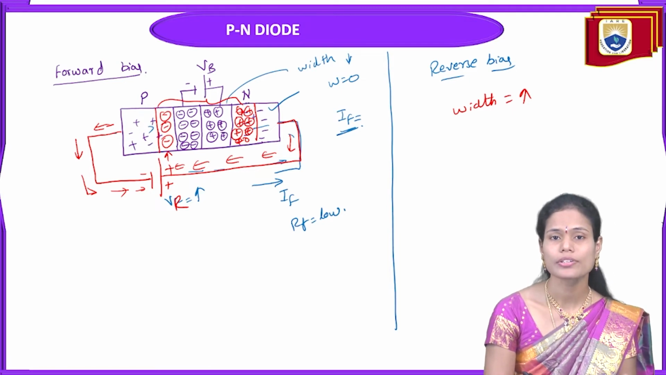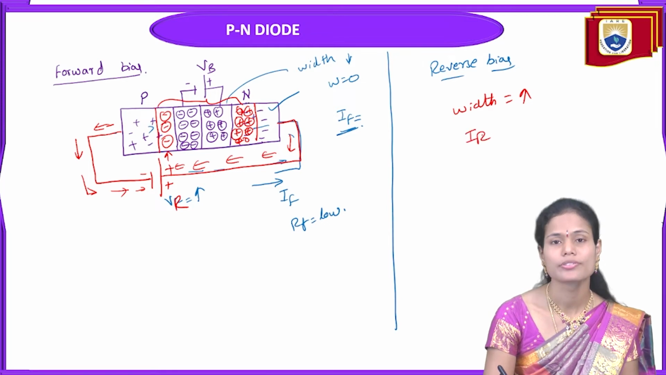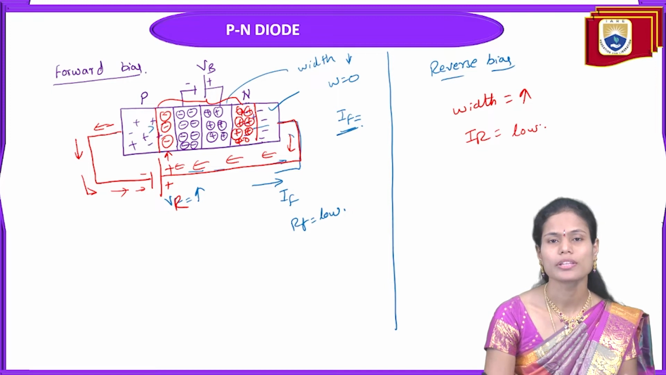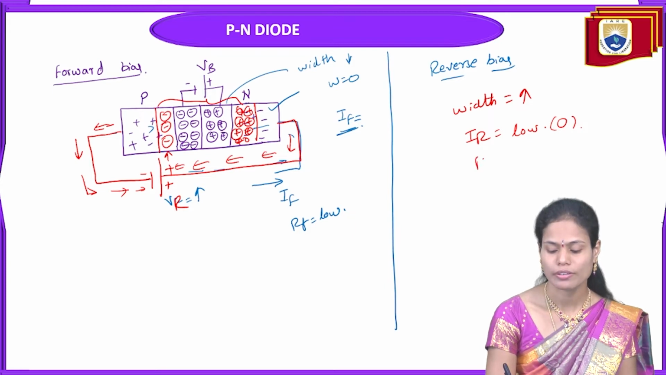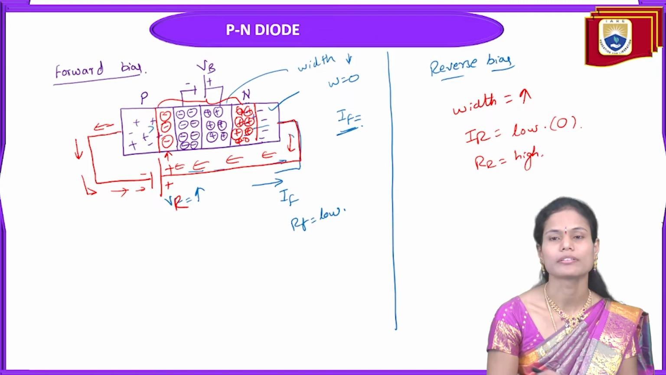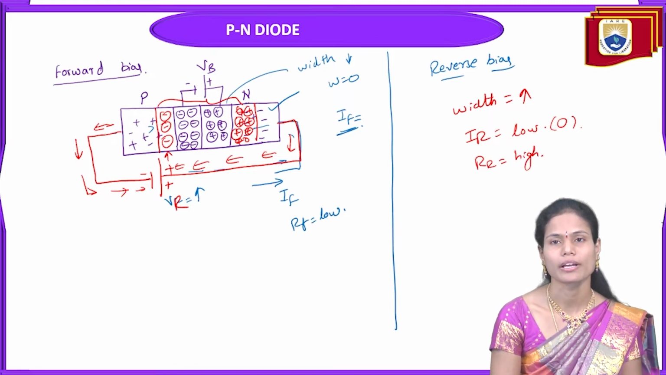So once the depletion region width is increasing, the reverse current generated in the device is very, very low. Almost in the ideal case, this value may be 0 here. So though the reverse current is very less, the reverse resistance is very high here. Okay, the reverse resistance is very high in the case of a reverse biased PN junction diode.